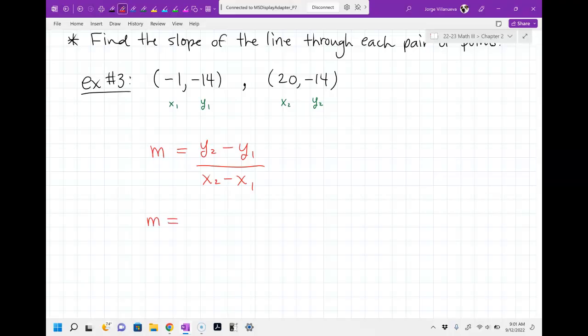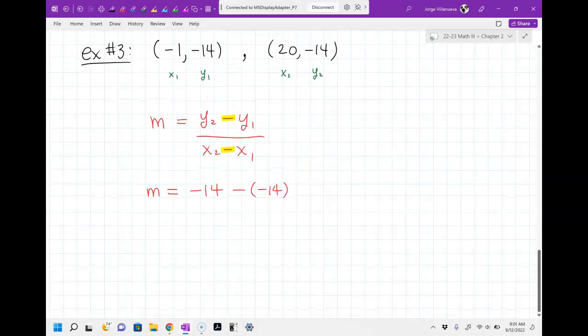So, what is y2? -14. Okay, now you notice how right here there's already a minus. I'm going to highlight them for you. You see how there's already a minus? Make sure you write it in. Okay, now what's my y1? -14 again. Notice how I put the second number in a parenthesis? Okay, this is how I kept myself from messing up. I would put the second number I plugged in a parenthesis all the time.